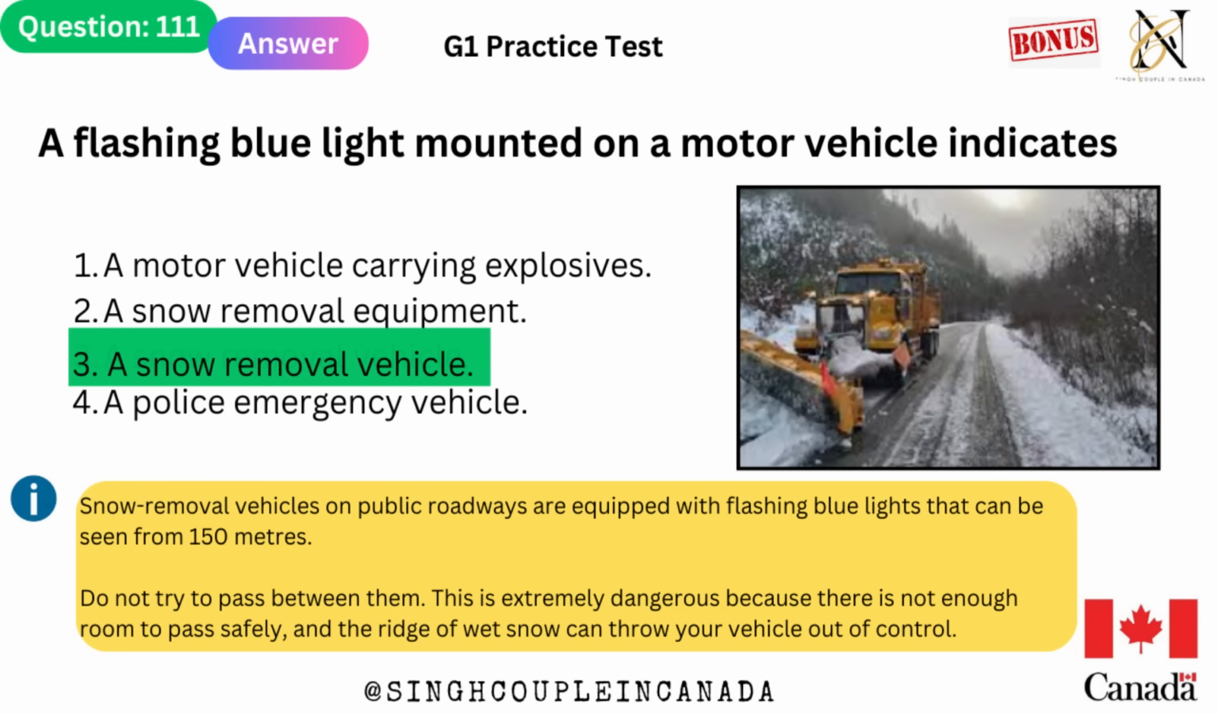Snow removal vehicles on public roadways are equipped with flashing blue lights that can be seen from 150 meters. Do not try to pass between them. This is extremely dangerous because there is not enough room to pass safely, and the ridge of wet snow can throw your vehicle out of control.